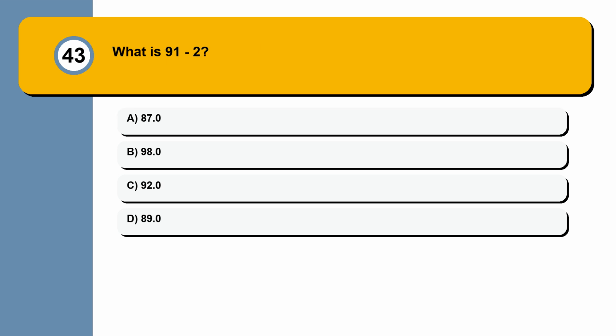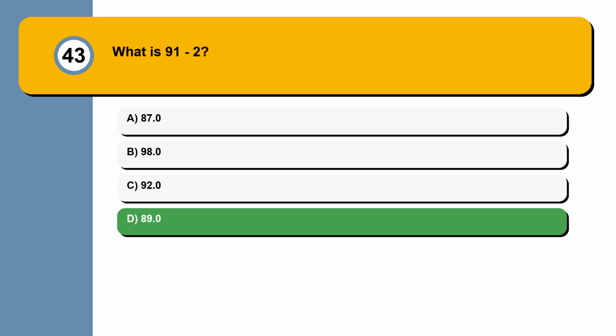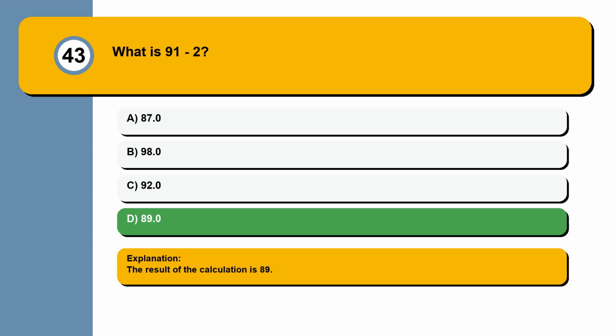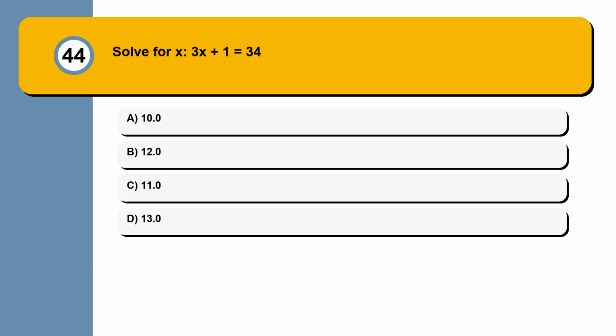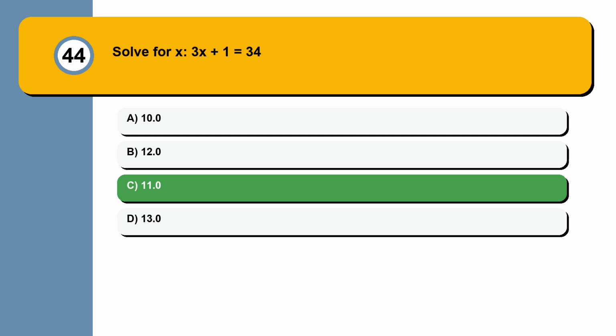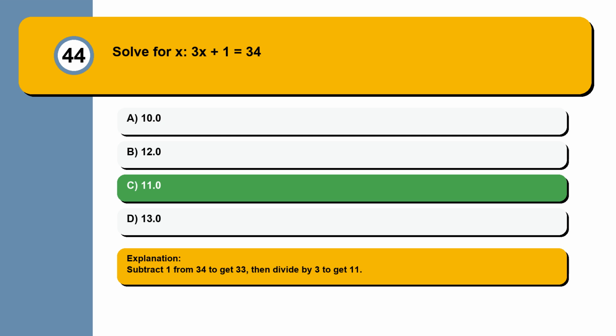Question 43. What is 91 to 2? 87.0, 98.0, 92.0, 89.0. The result of the calculation is 89. Question 44. Solve for x, 3x plus 1 equals 34. 10.0, 12.0, 11.0, 13.0. Subtract 1 from 34 to get 33, then divide by 3 to get 11.